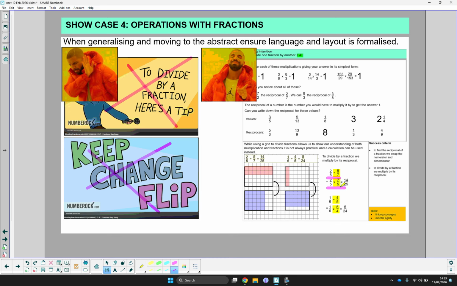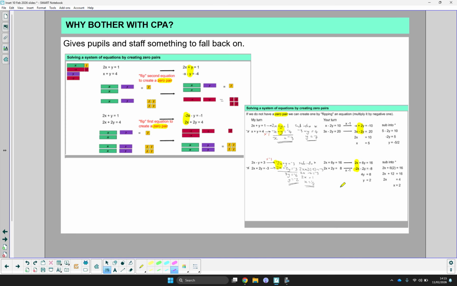So that's been a bit of a whistle-stop tour of some of the things we do with CPA at Bucksburn. I think those are probably the main ones. So to sum up, why bother? It's not about going back to concrete and pictorial every time you bring in something new, but it is sort of about building up a common language here.